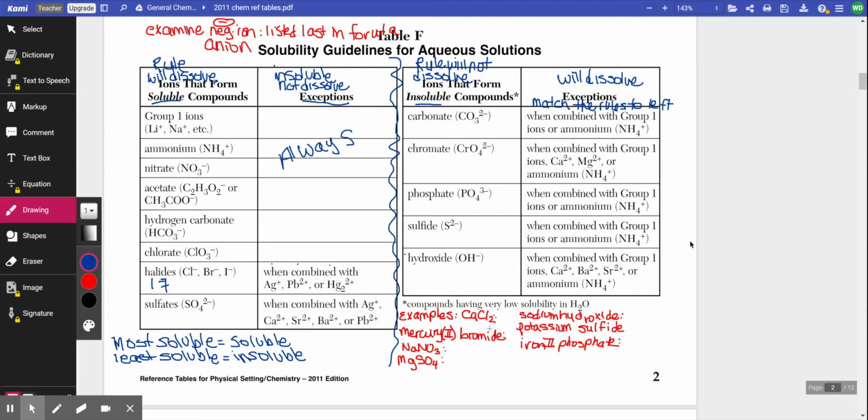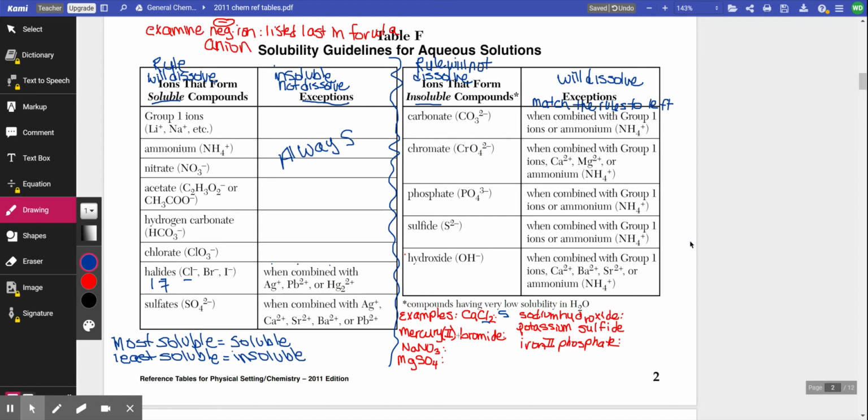Okay, so calcium chloride. I'm going to look at the negative, which is listed second. So I'm looking at this Cl, and I go over here, Cl. Chlorides are soluble unless it's with silver, lead, or mercury. Is calcium one of those three? No. So I'm going to say this is soluble.